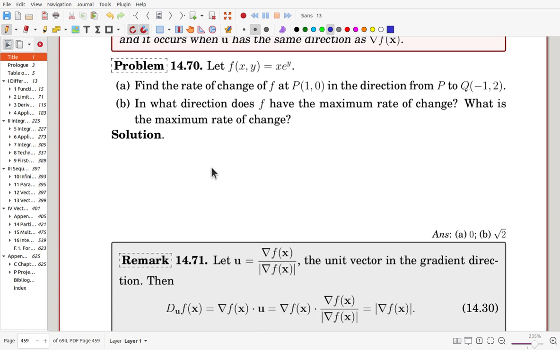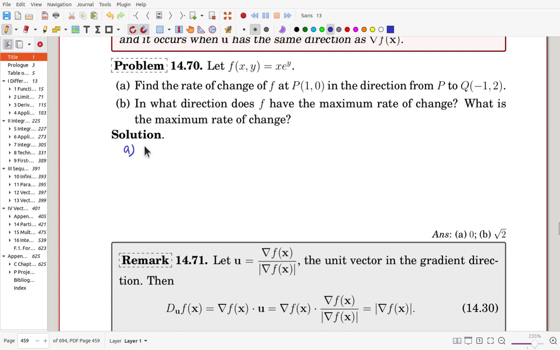Let's see this problem. f of x, y is defined as x times e to the y. Find the rate of change of f at the point P(1, 0), in the direction from P to Q(-1, 2). Okay, here, that's part A.